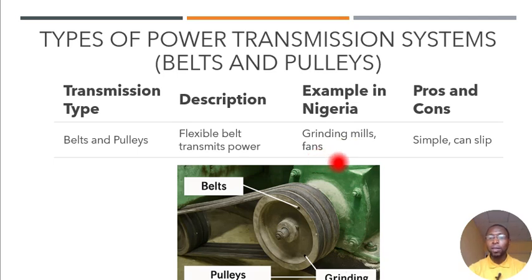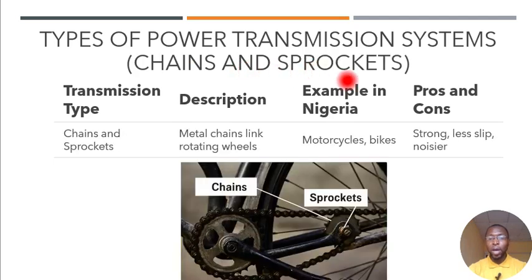So we can say that the pros and cons here are that it is simple, but it can slip. Like this belt can easily slip off the pulley system. But our concern is that power is transmitted via this transmission type. Aside from belt and pulley, another way power is transmitted in a machine or system is through chains and sprockets.